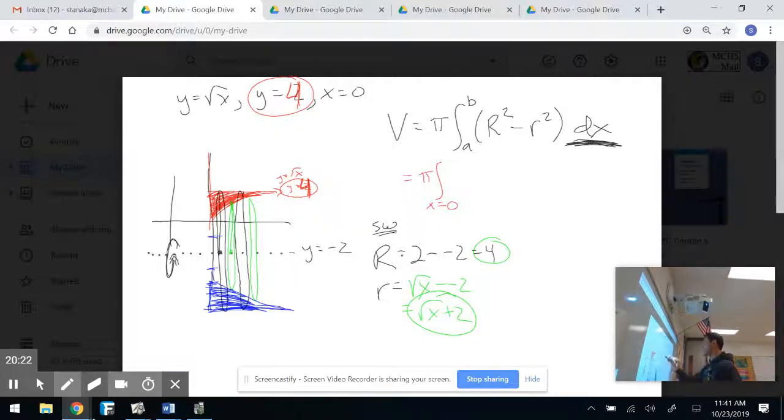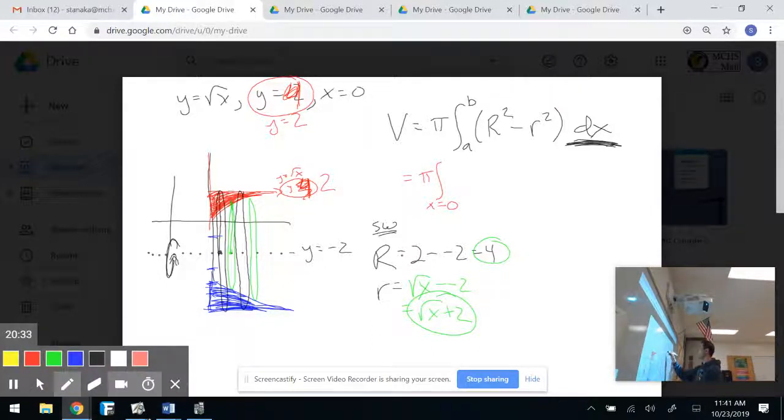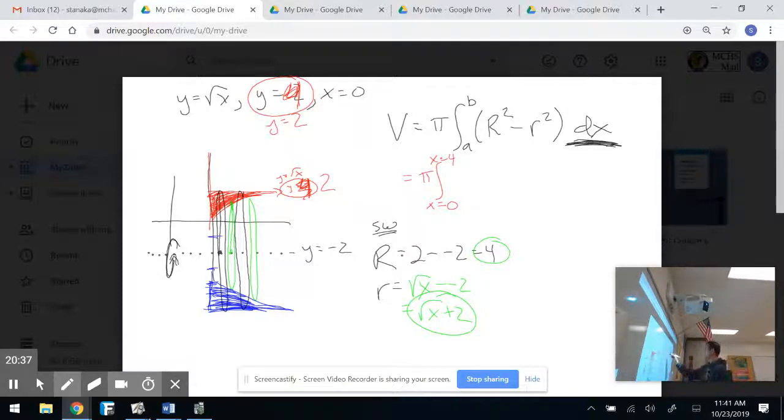Now, why is it? Oh, no, snap. I am so good I'm on top of it. What are you doing? Can I erase that? Maybe I can. I might be able to go back, right? But if y is 2, that means x goes to 4. That's why I thought I was wrong for a moment. No, I'm not. I'm on top of it. And then what is my capital R squared? That would be 4 squared minus your little r squared, which would be the square root of x plus 2, squared.